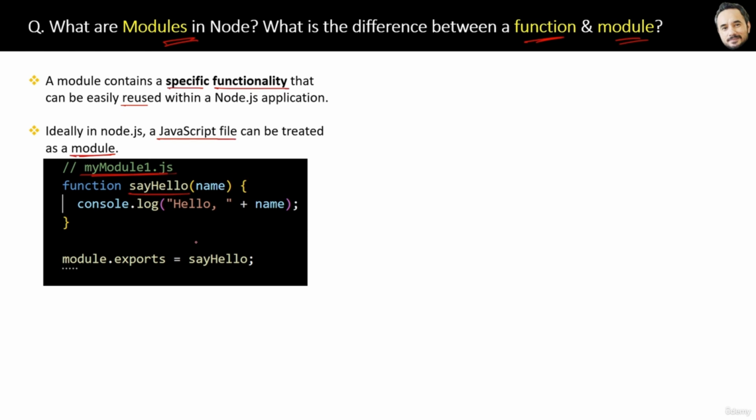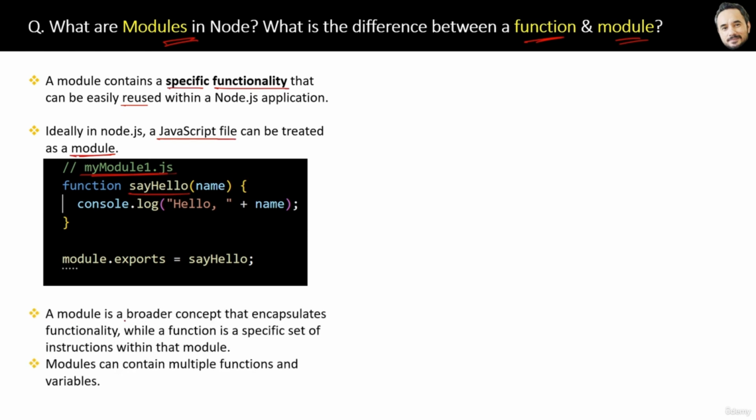And here I have written a module is a broader concept that encapsulates the functionality, while a function is a specific set of instructions, statements within that module. And yes, modules can contain multiple functions and variables. Great. In short, you can say that module is a feature which is implemented by using functions.